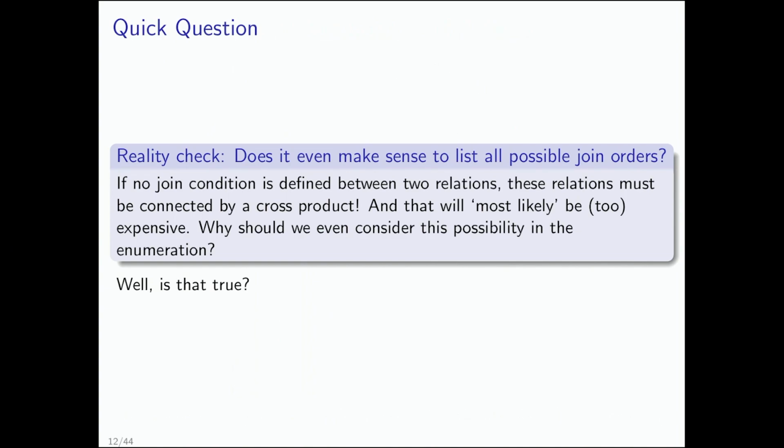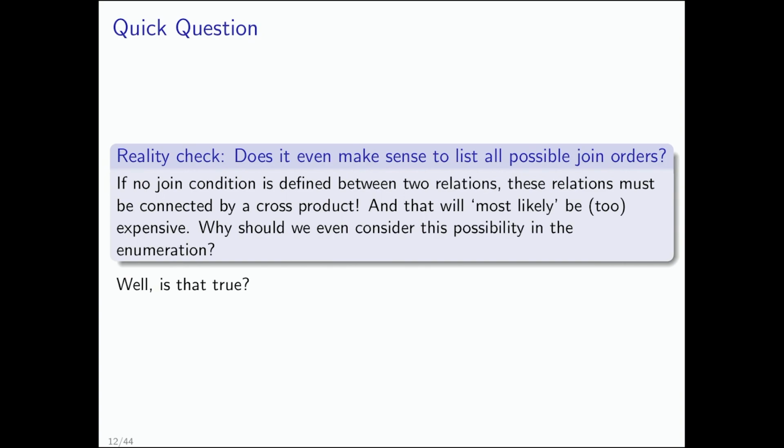Yeah, so then you can do a reality check. Does it even make sense to list all possible join orders? If no join condition is defined between 2 relations, these relations must be connected by a cross product. So it's basically also when you have a select star from R, S, and then there's no where clause and no predicate that specifies a join predicate between R and S. So if you do select star from R and S, that is translated to a cross product.